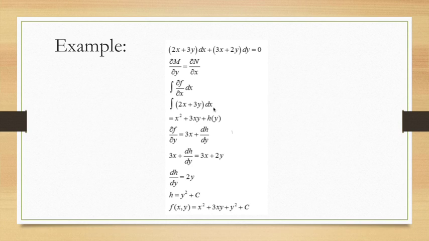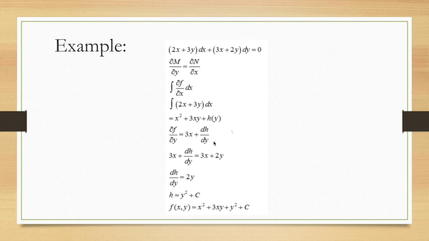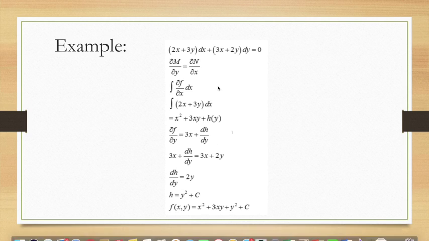Example of exact differential equation. So we get (2x + 3y) dx + (3x + 2y) dy = 0. The first step, we need to check whether this is an exact or non-exact differential equation.